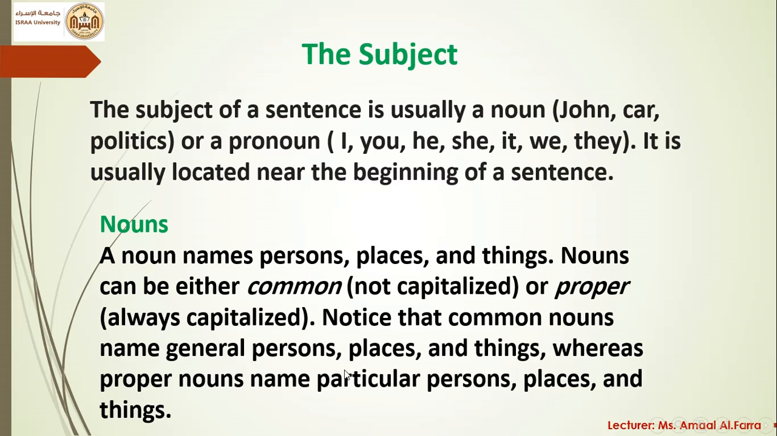Notice that common nouns name general persons, places, and things, whereas proper nouns name particular persons, places, and things. When I say, for example, Isra University, this is a proper noun naming a place. But when I say, for example, car, this is a common noun. We don't know which type of car. Is it Kia? Is it Hyundai? We don't know. So it is a common noun. Let's see the examples; they will clarify the differences between common and proper.